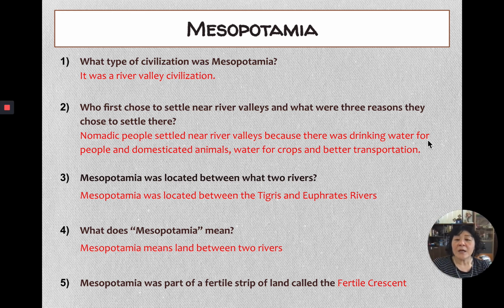Okay. So number 3, Mesopotamia was located between what 2 rivers? Mesopotamia was located between the Tigris and Euphrates rivers. And what does Mesopotamia mean? Mesopotamia means the land between 2 rivers. So it basically means its literal location, land between 2 rivers. Mesopotamia was a part of a fertile strip of land called the Fertile Crescent.